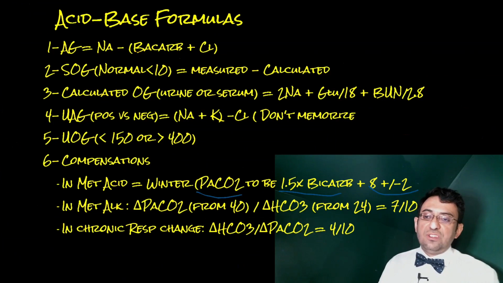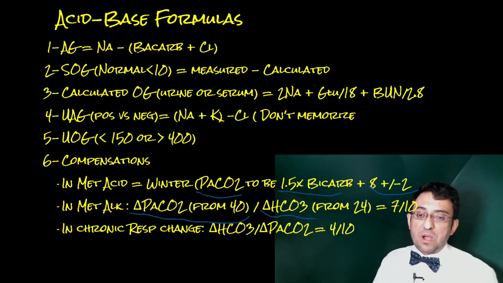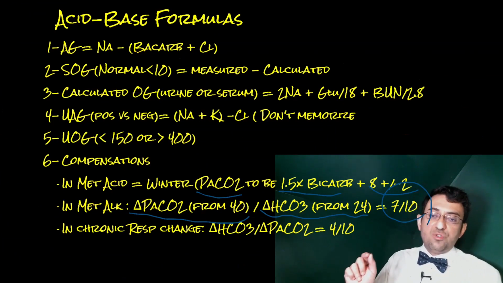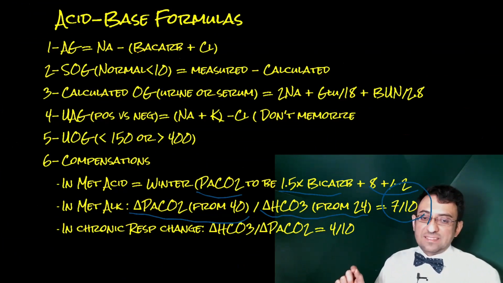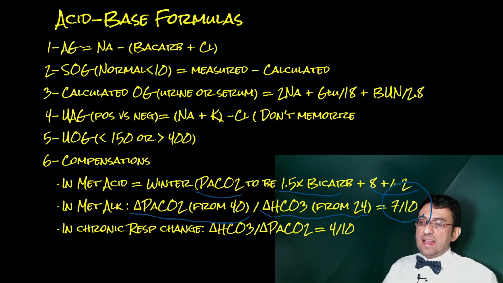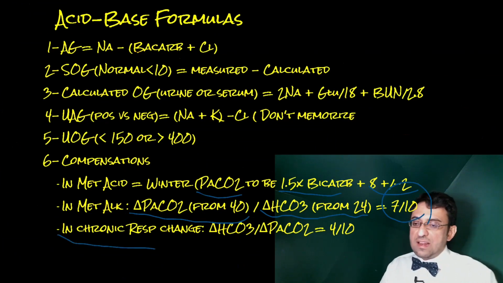In metabolic alkalosis, delta PaCO2, that is increased levels of PaCO2 from 40 millimeters of mercury, divided by delta bicarbonate, that is the change or increase in bicarbonate from 24, is always 7 to 10. What do we mean by that? We mean for every 10 milliequivalents of bicarbonate on top of 24, we expect a 7 millimeters of mercury increase in PaCO2 from 40. Okay?